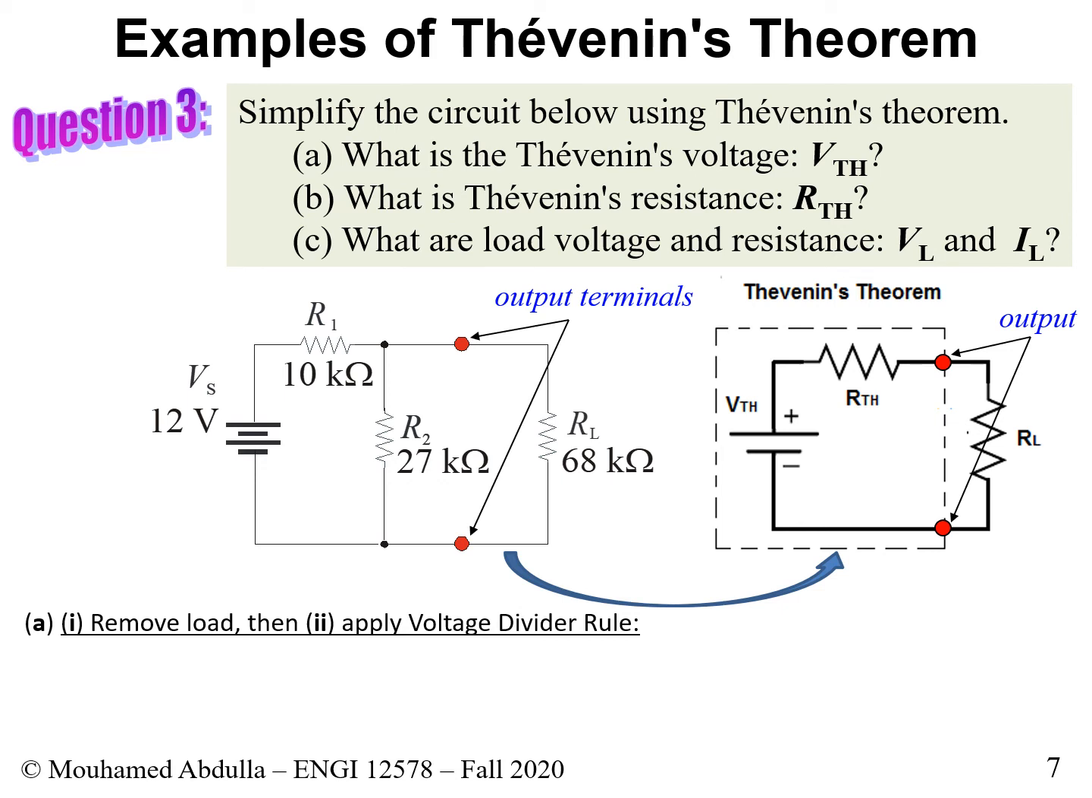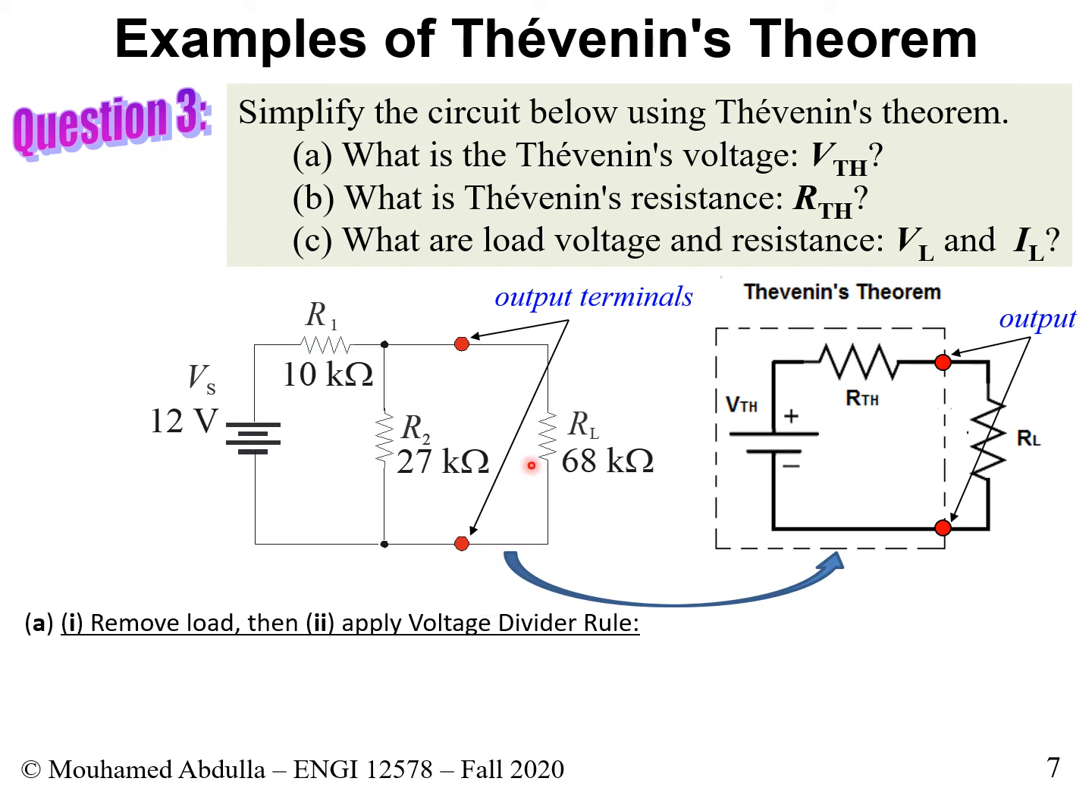We've already discussed how to find Thevenin's voltage. There are 2 key steps. Step number 1, we remove the load, so we get rid of the load. And step number 2, we apply whatever techniques we know, so Ohm's law, KVL, KCL, current divider rule, voltage divider rule, to find what we're looking for.